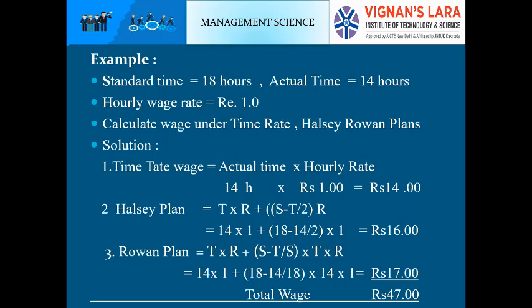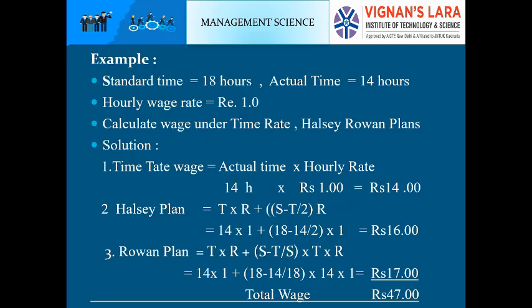Simple problem. This is one example, where the problem is given like this. Standard time allowed for completing a task is 18 hours, actual time taken by a worker is 14 hours, hourly wage rate is rupee 1. Calculate wage under time rate, Halsey and Rowan plans. Solution. Time rate wage: as already given, the formula is actual time into hourly rate. Here actual time is 14 hours into rupee 1. Total wage is 14 rupees.